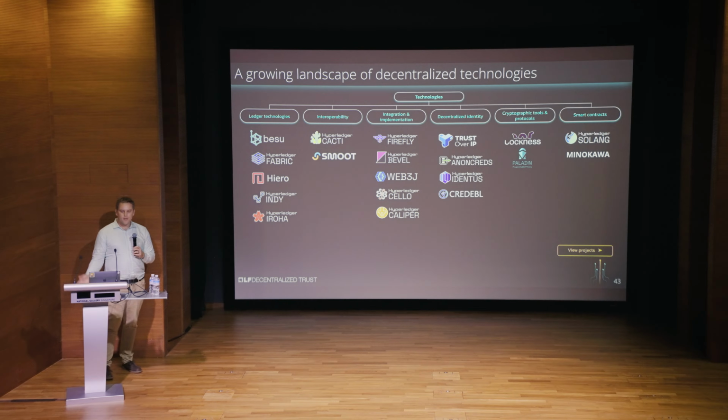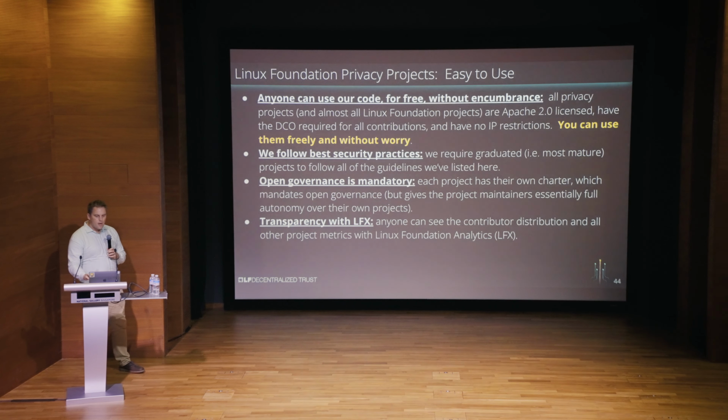So we have a bunch of decentralized projects. Some of these you probably recognize. Besu is a popular Ethereum client, particularly in the enterprise space. Hyro is the full Hashgraph code base. Lots of different things. I will point out, all of our privacy projects are Apache 2, have DCO required, and there are no IP restrictions. You can just use them for whatever you want freely and without worry.